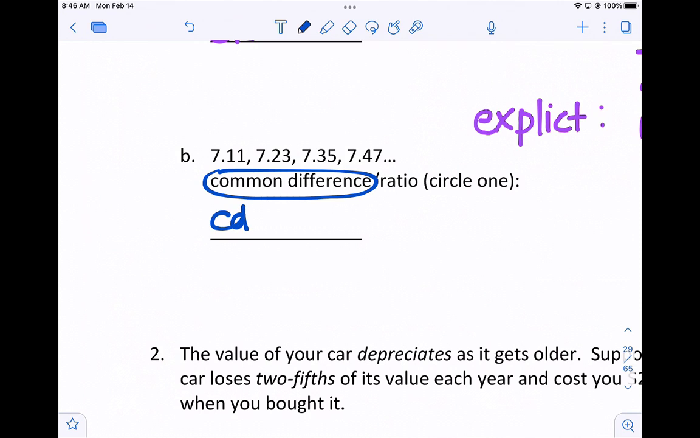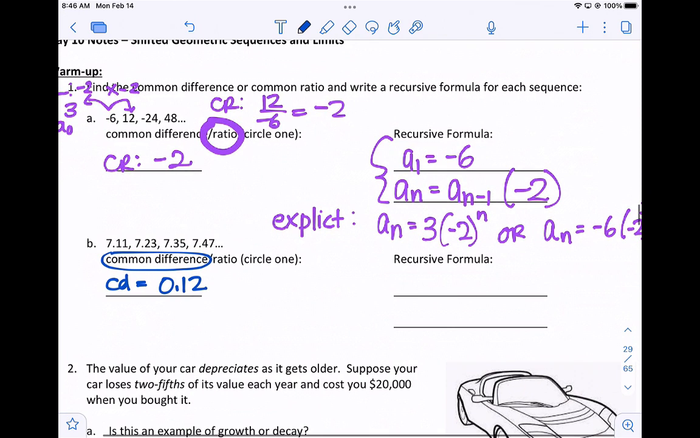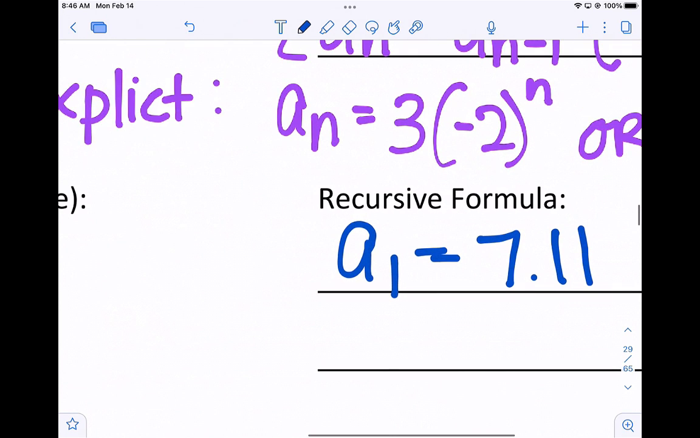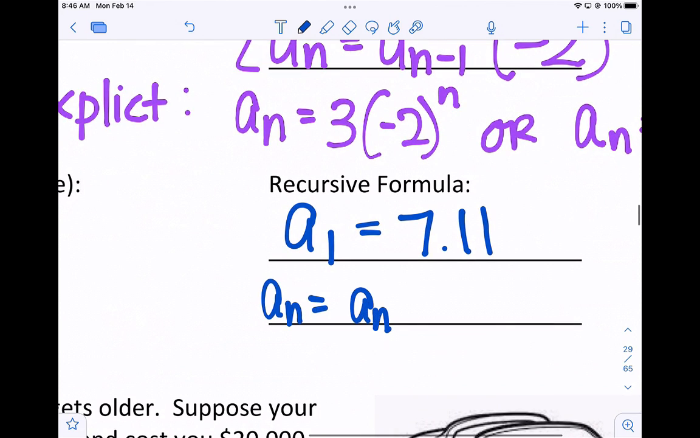and that common difference is we're adding 0.12 every time. So then the recursive formula, again, we need a first term, so we have the same list of numbers. And then we say to find any term in the sequence, a sub n, we take the term before it and we add 0.12, which is the slope.